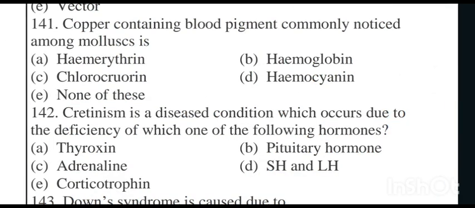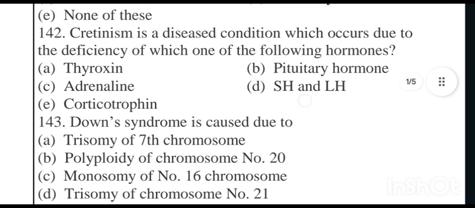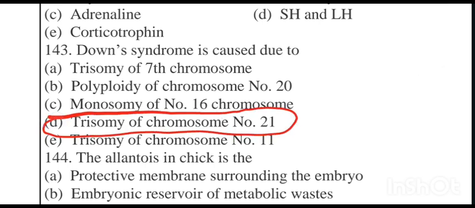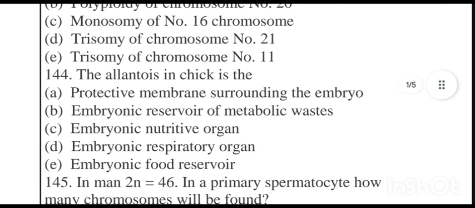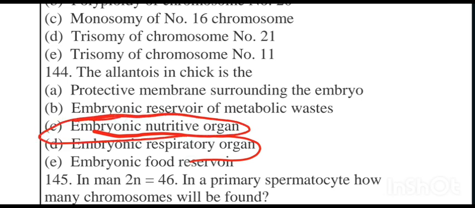Next question. Cretinism is a diseased condition which occurs due to the deficiency of which one of the following hormones? So the correct answer is thyroxine. Down syndrome is caused due to trisomy, the presence of 3 chromosomes in chromosome number 21. Next, the allantois in chick is the embryonic nutritive organ.